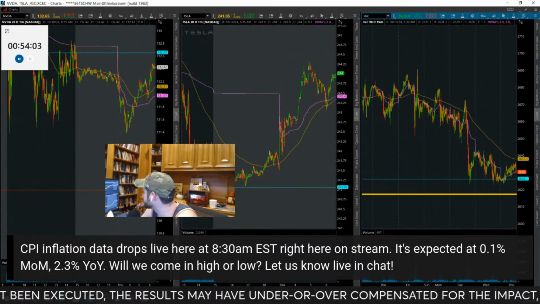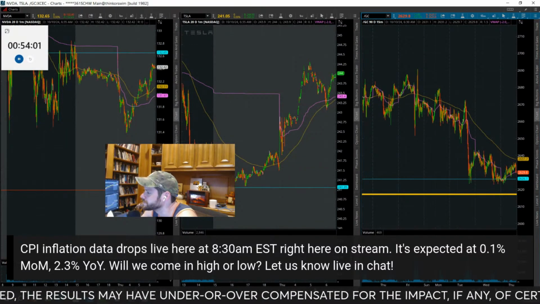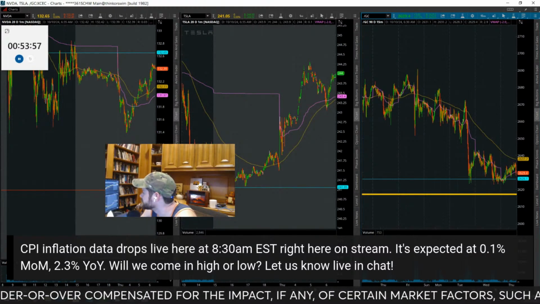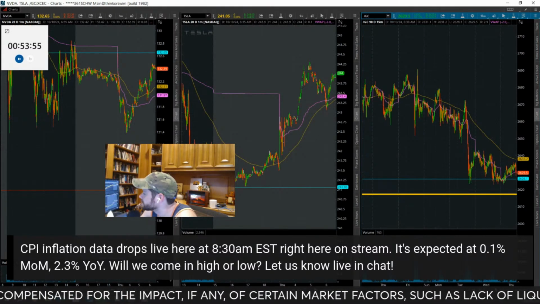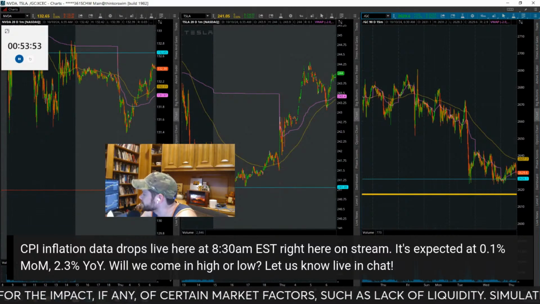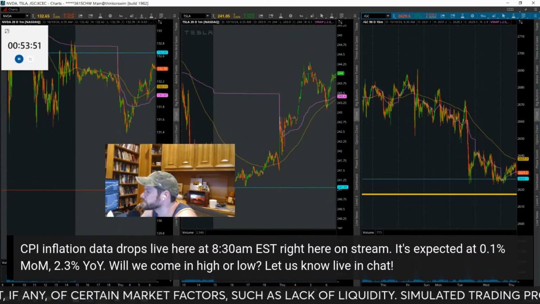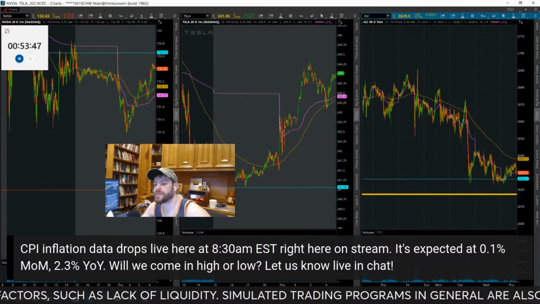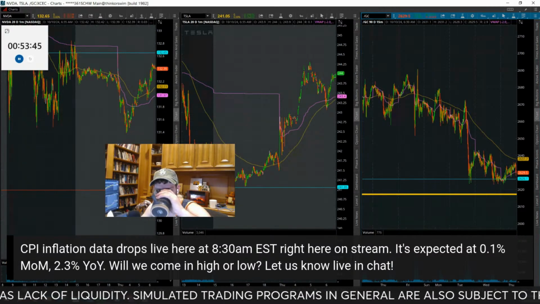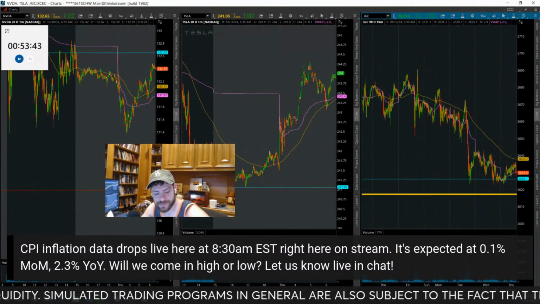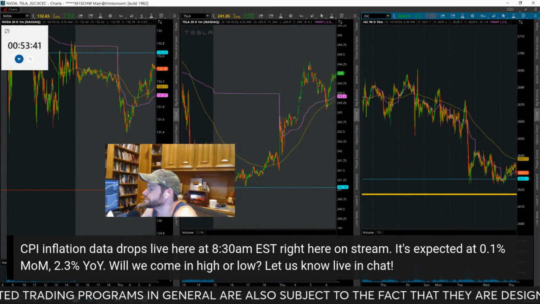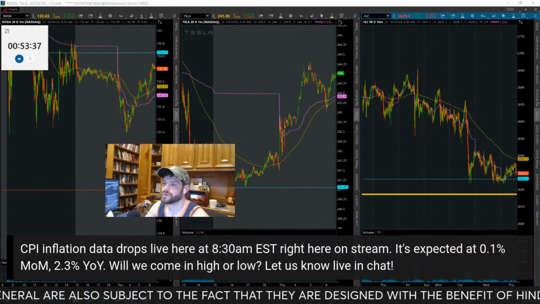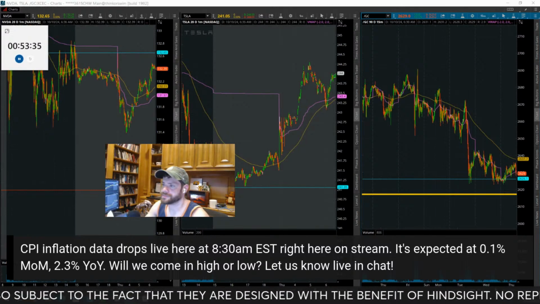Tesla at 244, so Tesla's moving up. So we got over 500 people here. Whew, inflation data, guys.